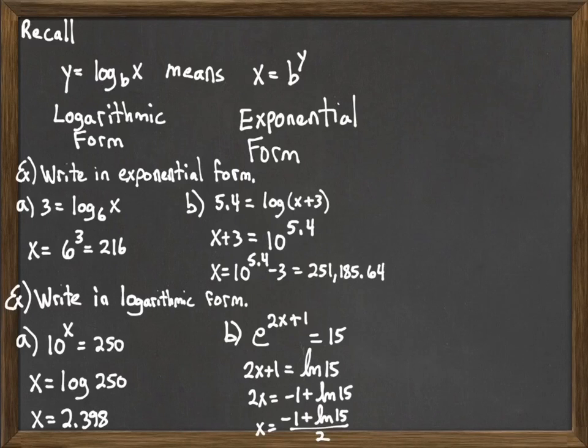To get our answer, in this case, 0.854. If we were to take that answer and put it in for x, we would get roughly 15. Again, we rounded off a little bit, so it's not going to be exact, but it should be pretty close.